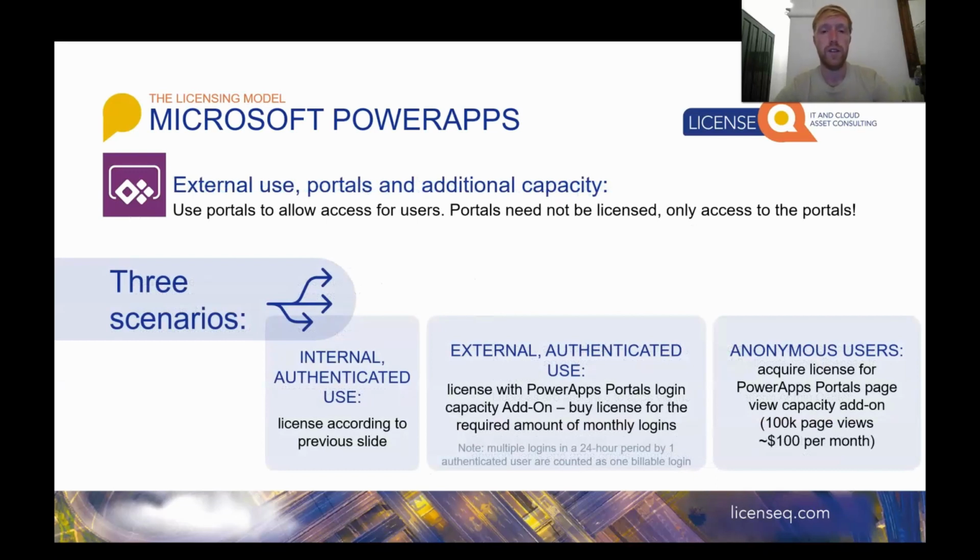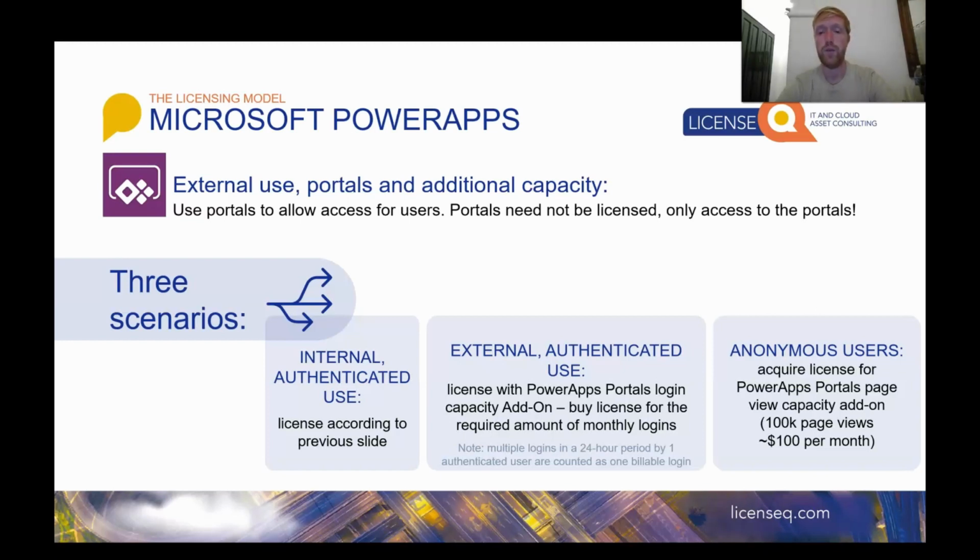Now, there's usually 3 scenarios when we look at external use, portals, and additional capacity. You use portals to allow access for users. Portals need not be licensed, only access to the portals needs to be licensed. And then if we look at the 3 different scenarios, you have the internal authenticated use, you license according to the previous slide. You have external authenticated use, where you will grant external users access to your environments or your apps. And you license with PowerApps portals login capacity add-ons and buy licenses for the required amount of monthly logins.